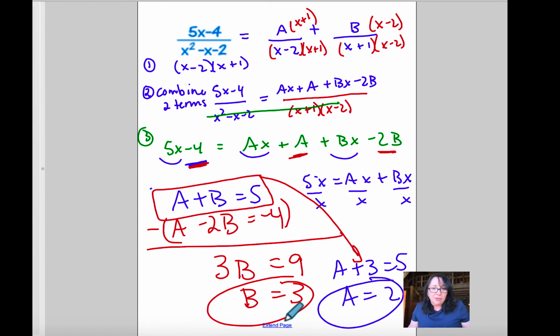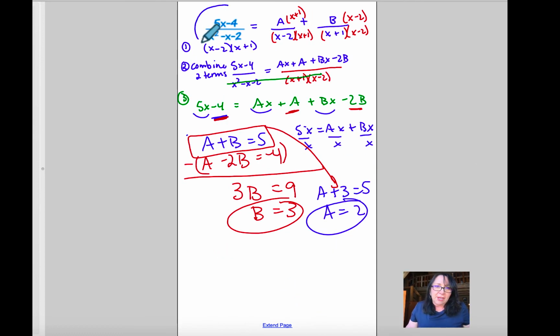We're done. Go back to the original question. What was the question here? Now, the only trick here is that you need to make sure that your a value is on top of the x minus whatever you put it on. See how we put b over the x plus 1 and we put a over the x minus 2? This is going to be different for everyone if they flip-flop the denominators. So a, which is my 2, is over the x minus 2.